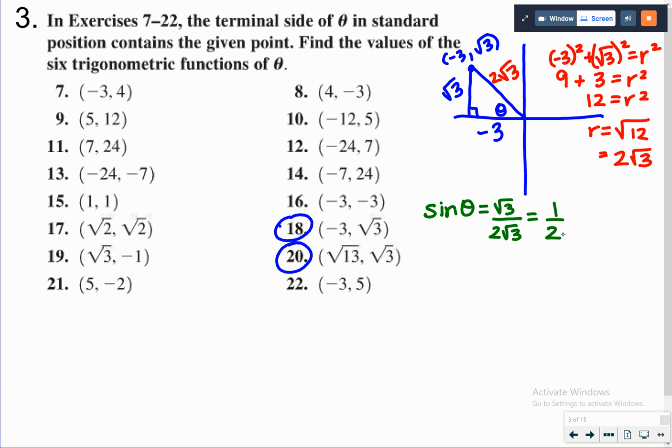And what's the reciprocal of sine? Secant. Oh, it is cosecant. Cosecant. So if sine is 1/2, what's cosecant? 2. Okay, next is cosine.